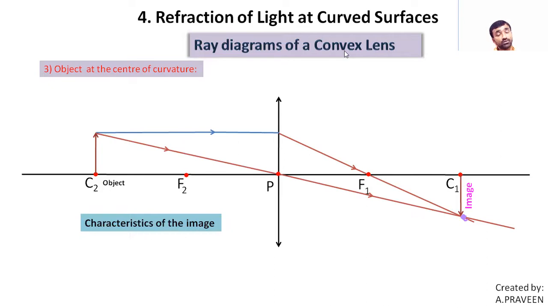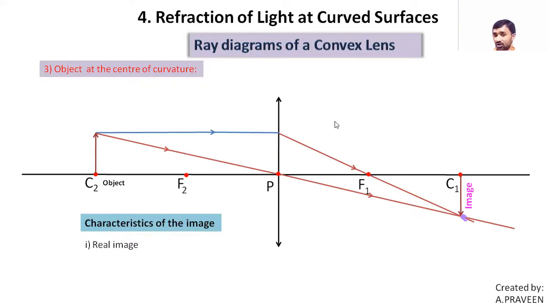Sir, why did you select real? Sir, because we did not extend any lines. The image is formed by the converging of light rays after refraction. After refraction it is. Okay. So that image is a real image. We can see that real image on the screen.